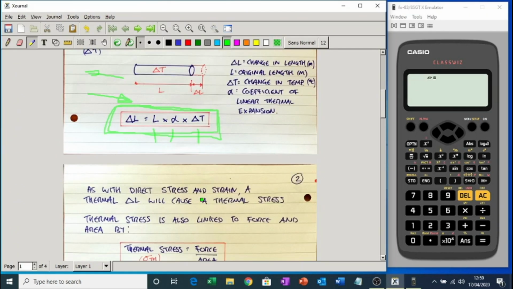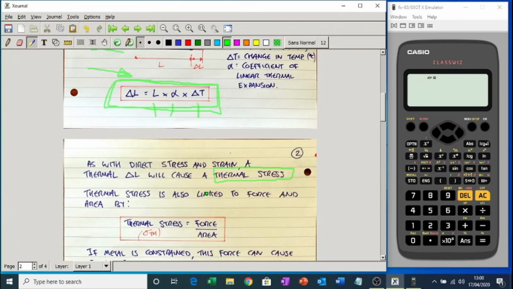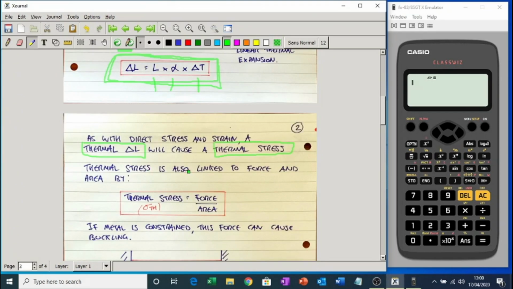Nice and easy. So as with direct stress, like we've done before, direct stress and strain, a thermal change in length, and this is the change in length due to heat really, will also cause a thermal stress. So if I squash something with a force, that's direct stress. If I heat something up, it's thermal stress and thermal change in length. Same formula really. So thermal stress is also linked to force and area.